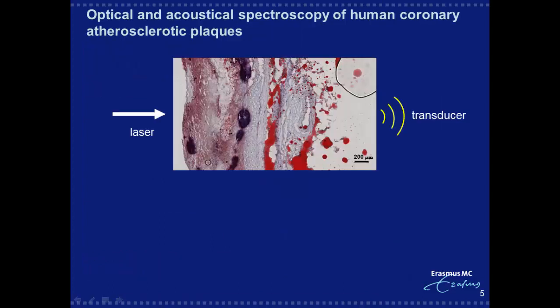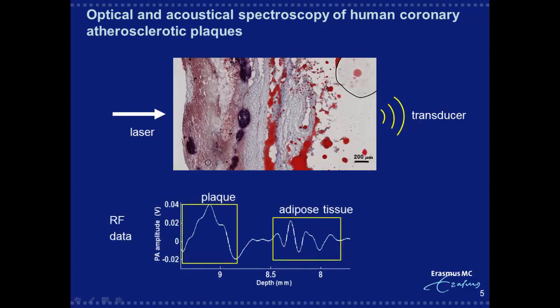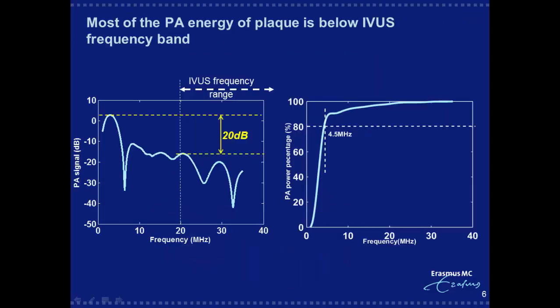So during the measurement, we shine the laser light from the plaque side, and then we receive the signal from the other side. Then this is a typical RF time trace we got, and then we can easily separate the signal generated from the plaque, and then we isolate this part of the signal and perform the Fourier transform on it to analyze its frequency content.